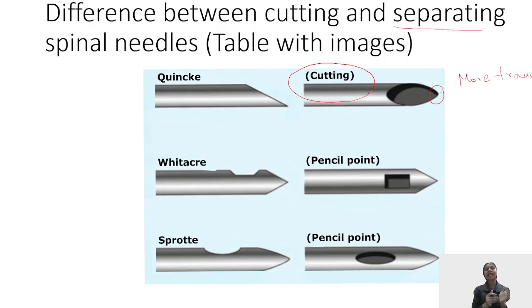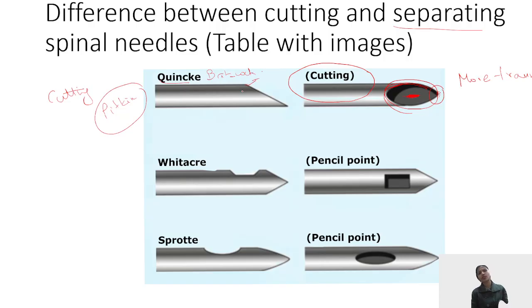Now, what are the examples of cutting and separating needles? When we talk about cutting needles, we have Quincke. This is the Quincke. It has a very sharp tip with a bevel and an end opening. Can you see this opening? This is the end opening. This is the bevel and this is the end opening. This is the cutting needle. The other example of a cutting needle is the Pitkin needle. The Quincke Babcock needle is the most commonly used needle in practice.